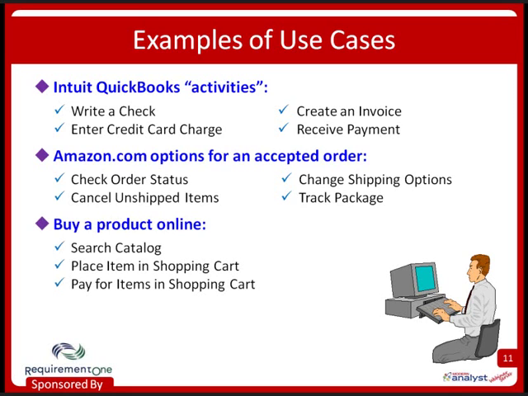Now, another way to think about this is, I think, helpful here. Suppose you were buying a product online just generically. Here are some of the things you might do. You might search a catalog for a particular product. You might place an item you're interested in your shopping cart. You might pay for the items in your shopping cart. Or you might chain all of those together into one larger use case just called buy a product. Now, here's an important point.